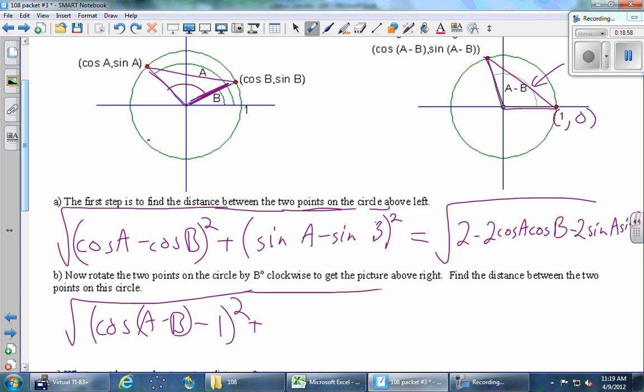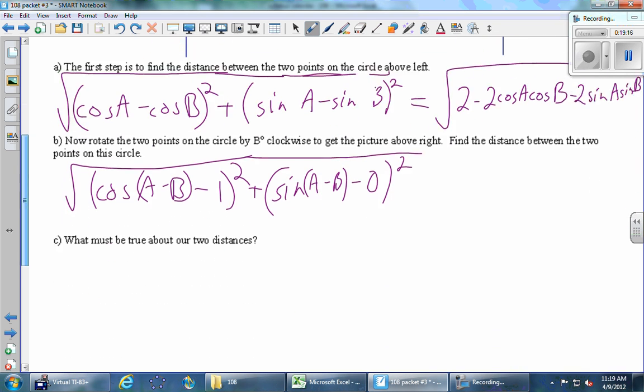Plus, then we subtract the y's. Sine a minus b, what's the other y? Minus 0 squared. Everybody see it? x1 minus x2 squared plus y1 minus y2 squared. Okay, I'm going to scroll that picture off so we have a little more room.